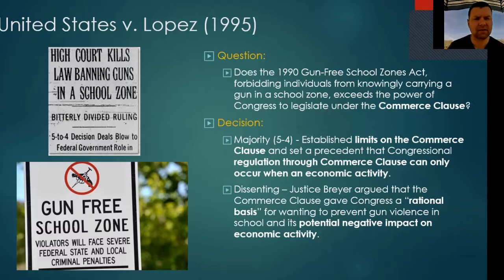In the dissent, the dissenting justices argued that Congress had an interest, a rational basis for wanting to prevent gun violence, and the Commerce Clause gave them enough authority because there is a potential negative impact on economic activity with the carrying of guns in schools. So they did see an interest there, a connection, but they lost. The majority decision stood, and that's the one we go by.